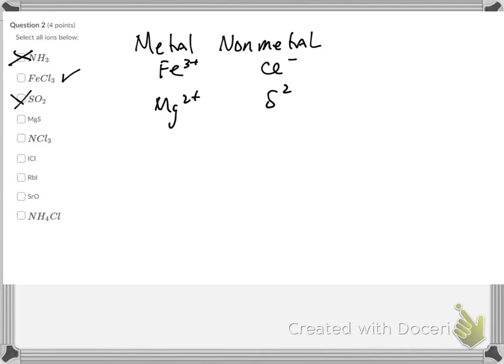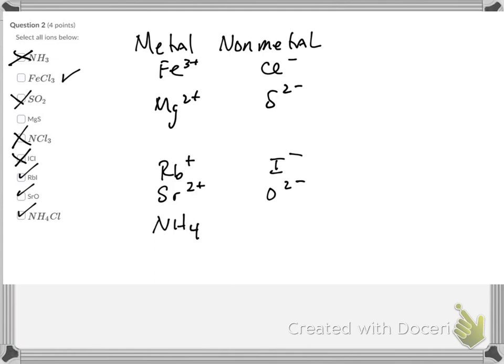Magnesium 2+ sulfide is an ion. Nitrogen with chlorine, again, 2 nonmetals, is not an ion. Iodine with chlorine is not a metal. Rubidium is a metal and would form a +1. It's in the first column. Rubidium iodide. Strontium is a metal, 2+ with oxygen. And then ammonium chloride, keep in mind NH4+ is the polyatomic ion, NH4+ chloride. So yes, that would be an ion.